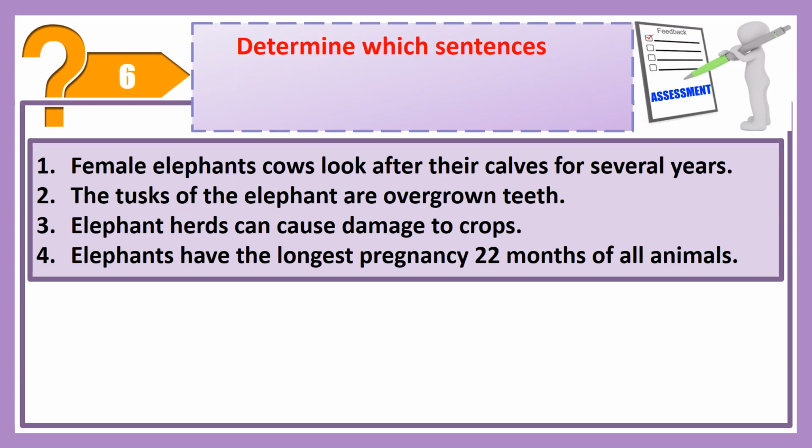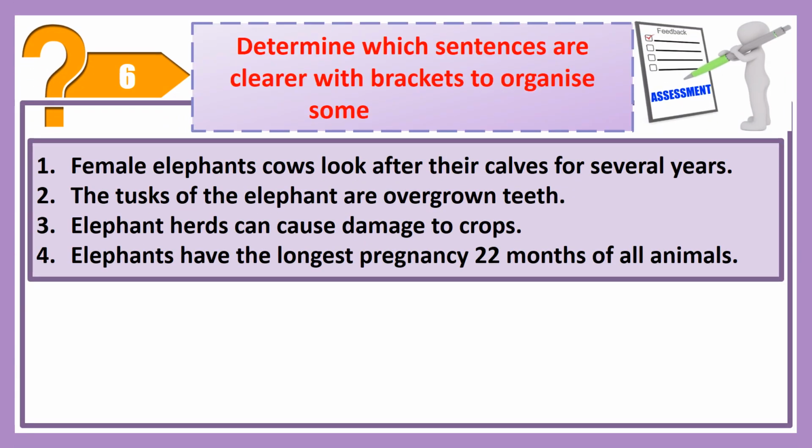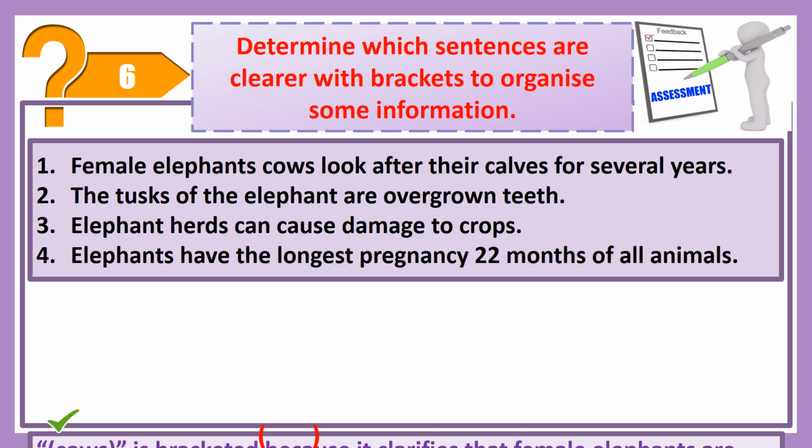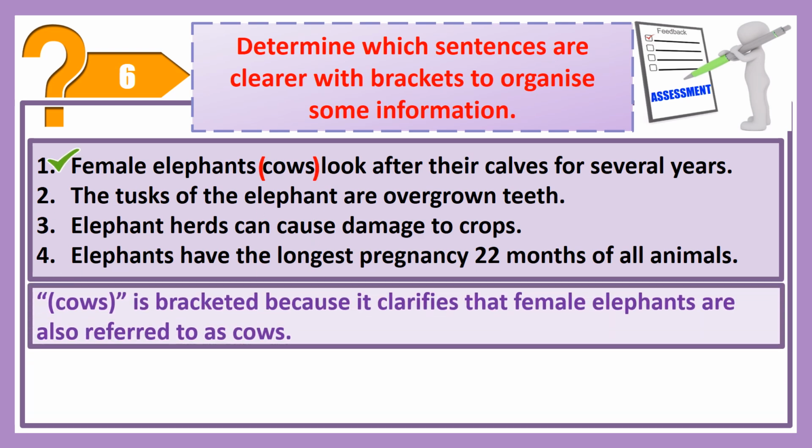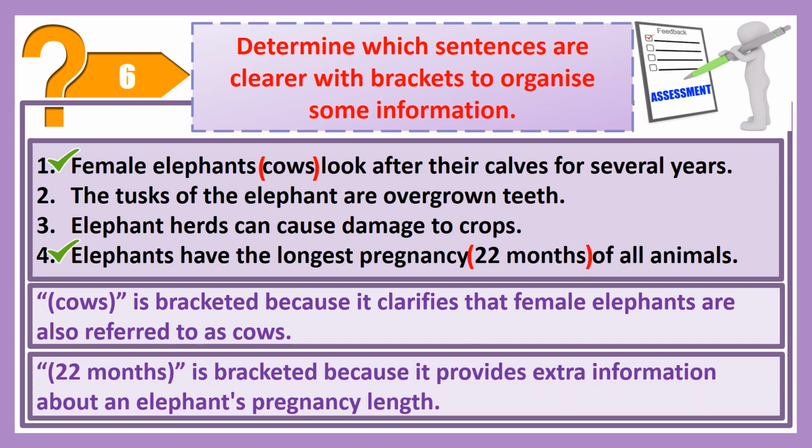Question 6. Determine which sentences are clearer with brackets to organize some information. In sentence 1, cows is bracketed because it clarifies that female elephants are also referred to as cows. In sentence 4, 22 months is bracketed because it provides extra information about the elephant's pregnancy length.